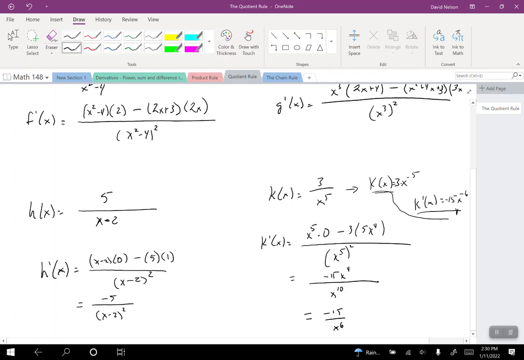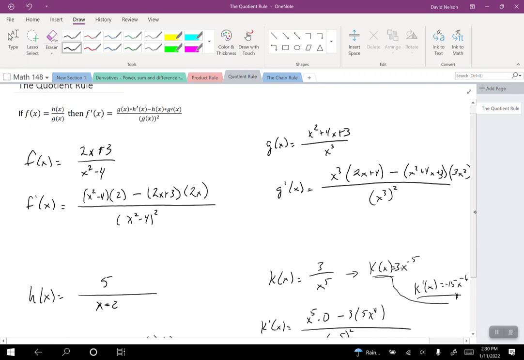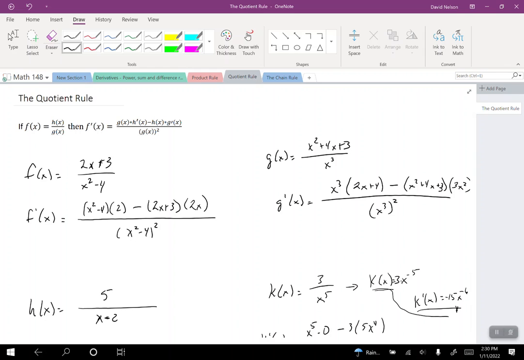Okay, four quick examples there, but you kind of want to start doing a sort of mantra in your head as you do it. It's the bottom function times the derivative of the top minus the top function times the derivative of the bottom, all over the bottom function squared. I say that to myself every time I do it. I've been doing that since I learned the quotient rule, and it helps keep things straight for me. Bottom times the derivative of the top minus the top times the derivative of the bottom, all over the bottom squared is our quotient rule.